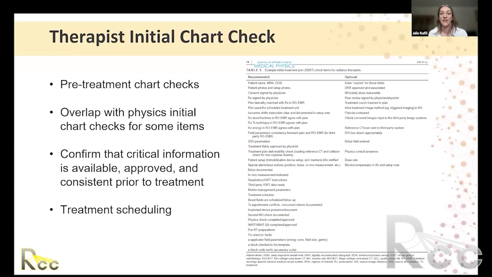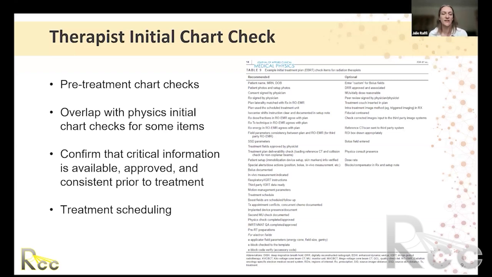And so here you see another long detailed list of things to consider when you're building your therapist initial chart check lists. There's going to be some overlap with the physics chart check items. Not all of the things will overlap, but some of the critical ones will, when it's important for more than one person to check in case critical errors might make it through. But mainly we're wanting to confirm that the critical information is available, approved, and consistent before patient treatment.